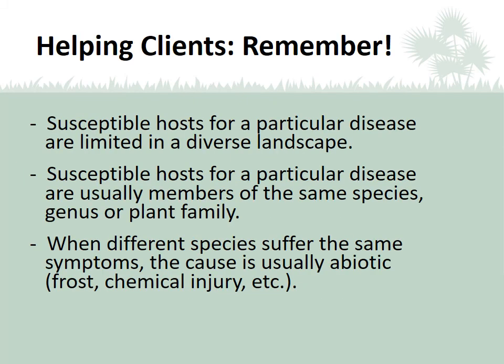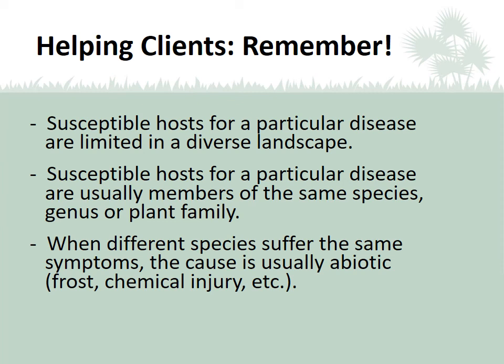It's important to remember when we're helping clients that susceptible hosts for a particular disease are limited in a diverse landscape. That's because susceptible hosts for a particular disease are usually members of the same species, genus, or plant family. If we plant many different species from different plant families, we're going to limit the amount of tissue that can be infected by an infectious pathogen, and limit the amount of area that a pathogen could possibly use to its advantage. Finally, when different species suffer the same symptoms, the cause is usually abiotic.